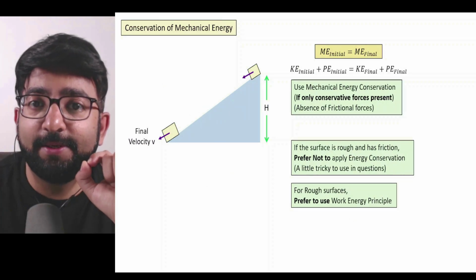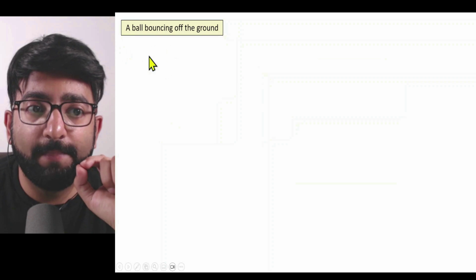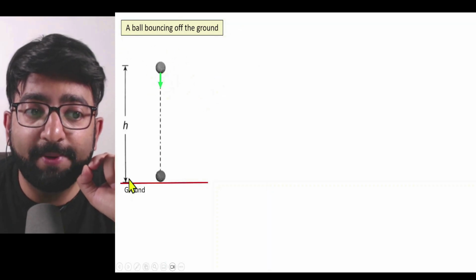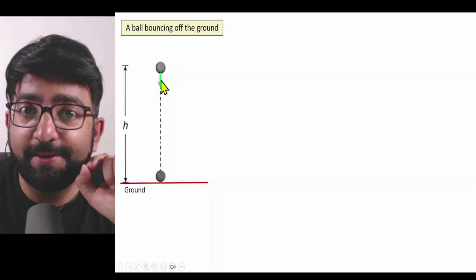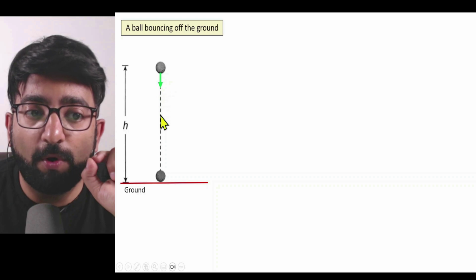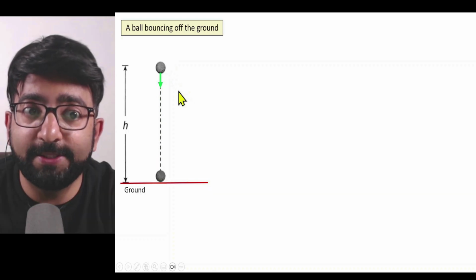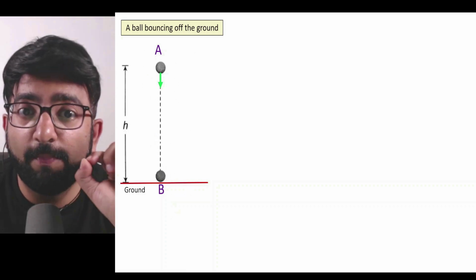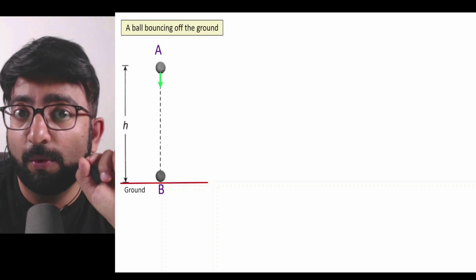Now let us understand this by taking a specific example of a ball bouncing off the ground. Imagine there is a ball kept at a height h above the ground and it is released from rest. As we release, the ball is going to fall down towards the ground. Let's say we label the topmost point as A and the point where the ball hits the ground as point B.